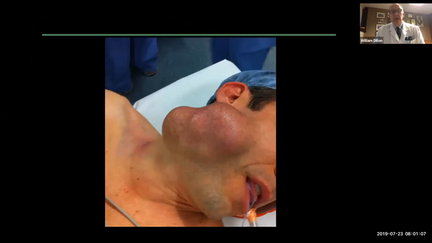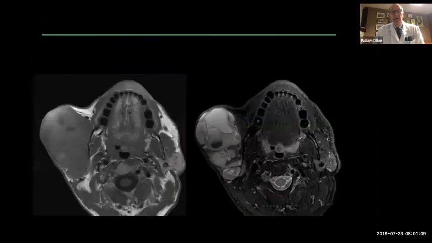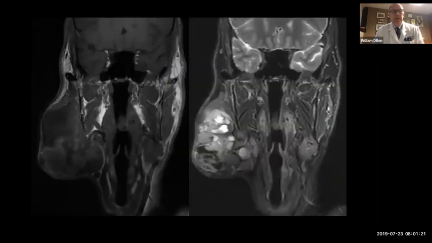Now here's a giant one. This poor guy, he has a huge, huge lesion in his parotid gland and masticator space area. It's got blood in it, it's got septations, it's gigantic, and it enhances.